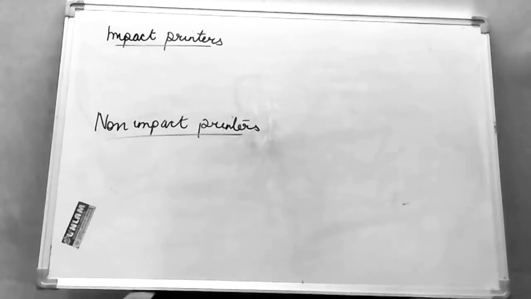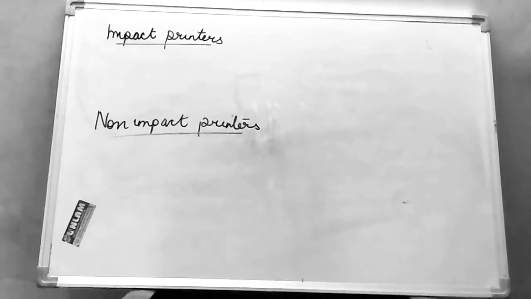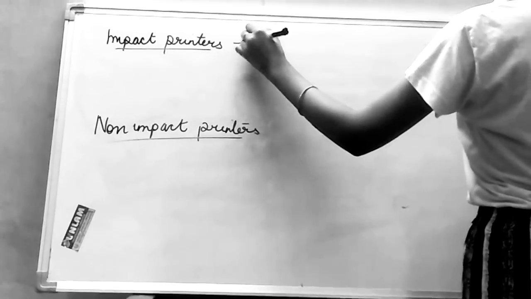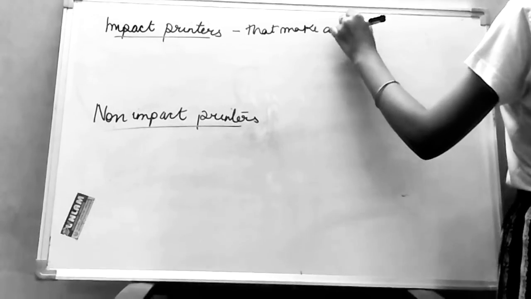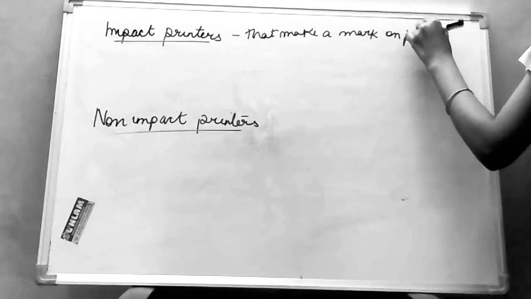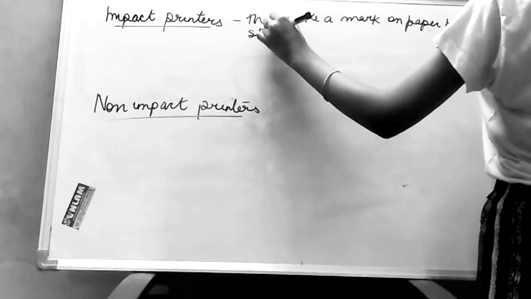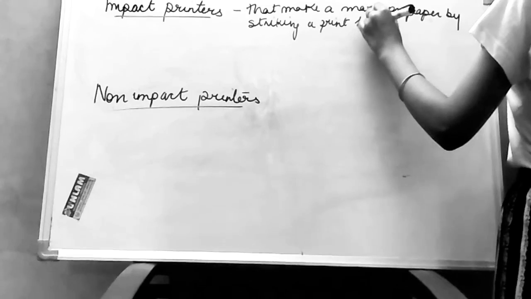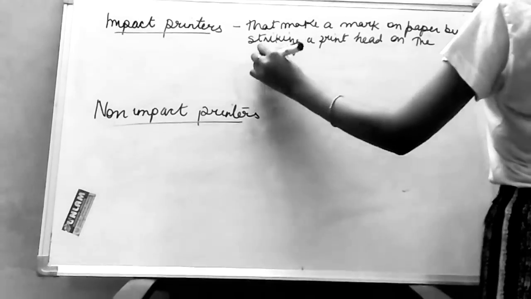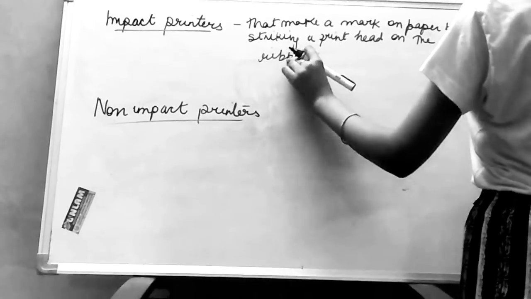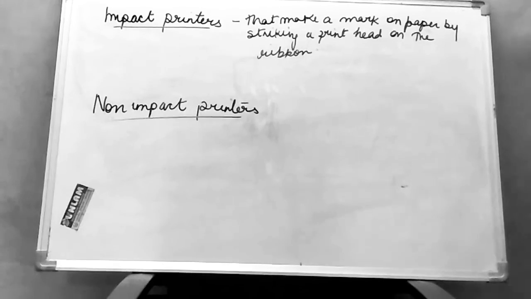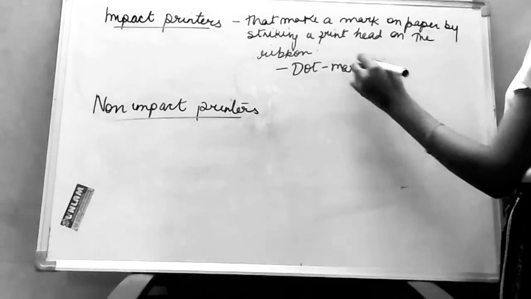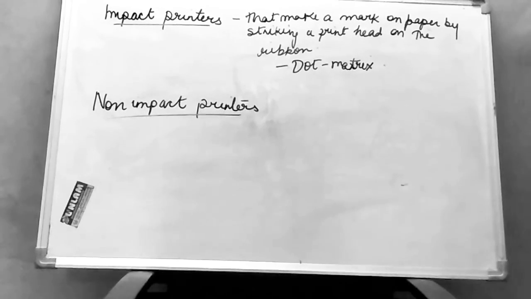I am going to start with the definition of impact printers. Kindly note it down. Printers that make a mark on paper by striking a print head on the ink ribbon are called impact printers. An example of this is the dot matrix printer. Some of you students may have a dot matrix printer at home.